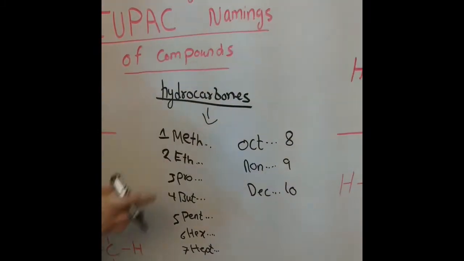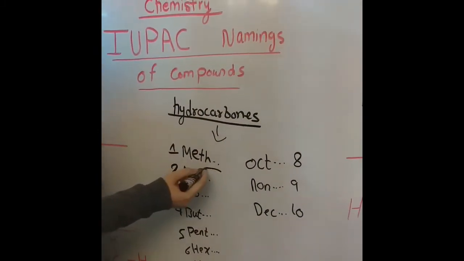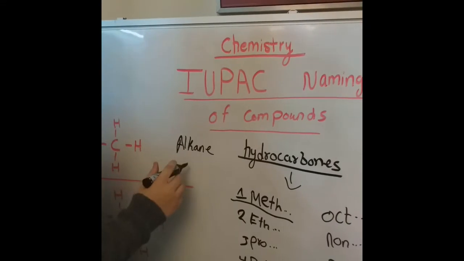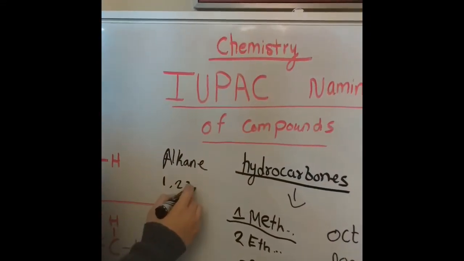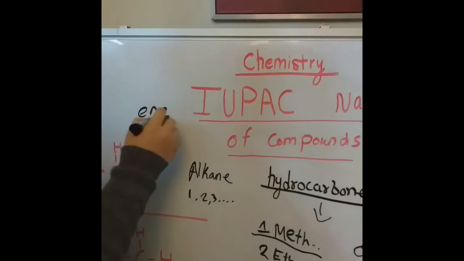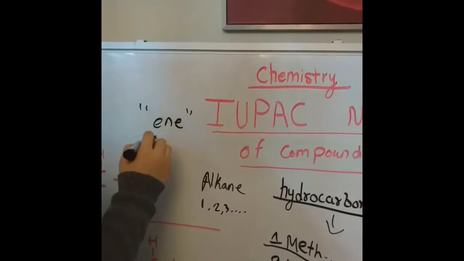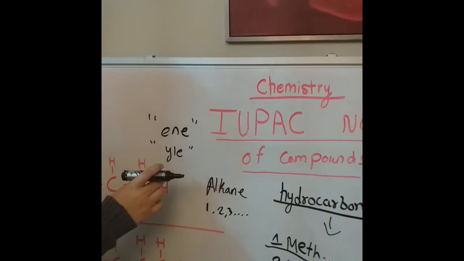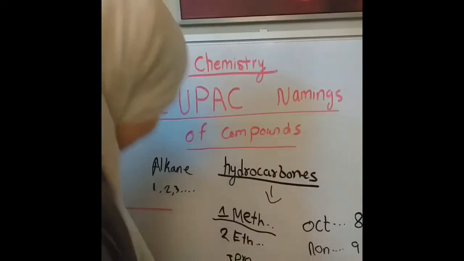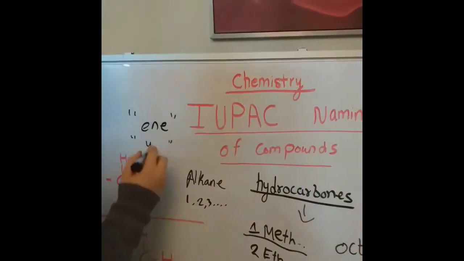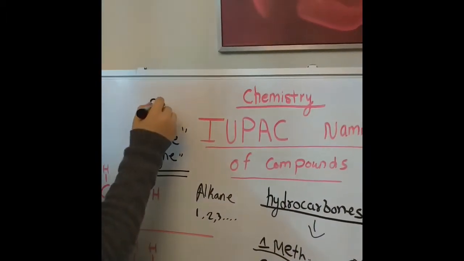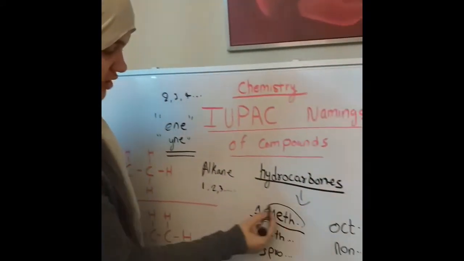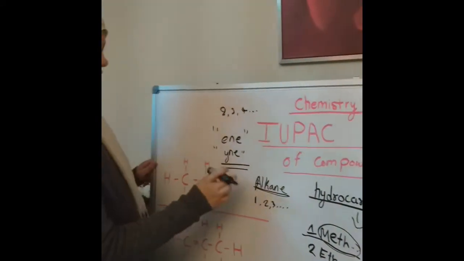So this is a prefix, but why methane here? It's only for alkane, because it begins from 1, 2, 3, and so on. But for alkene and alkyne, it's only from 2 and 3 and 4 and continues. That means methane is only for alkane.